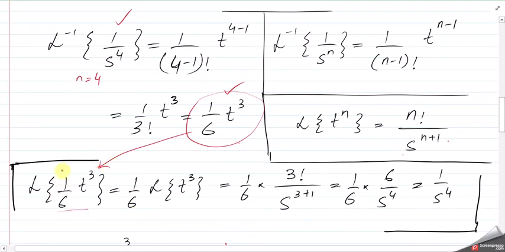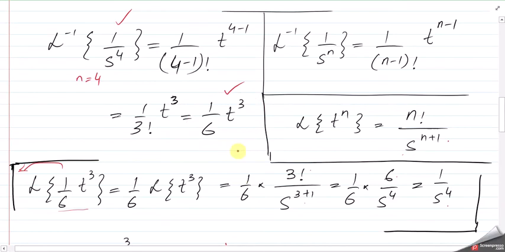1 over 6 is a constant. It goes outside. And we take Laplace of t cube. This formula tells me 3 factorial over s power 3 plus 1. 3 factorial is 6. S power 3 plus 1 is 4. 6 and 6 cancel. 1 over s power 4. Exactly the same. It means our answer for Laplace inverse is correct.